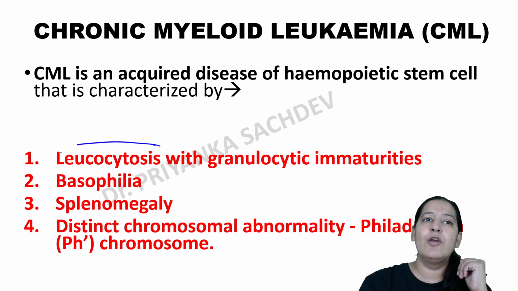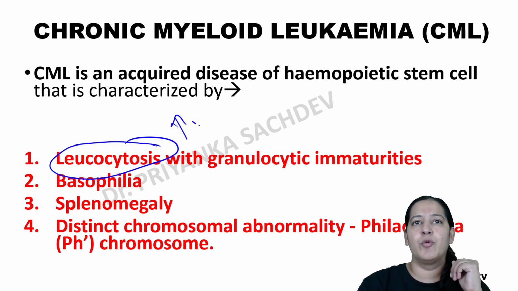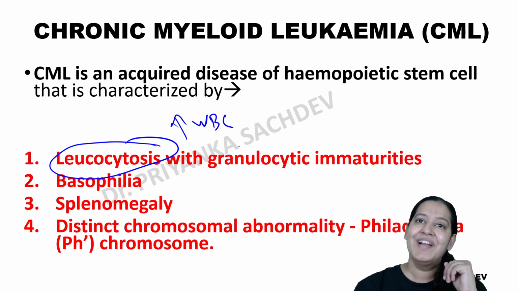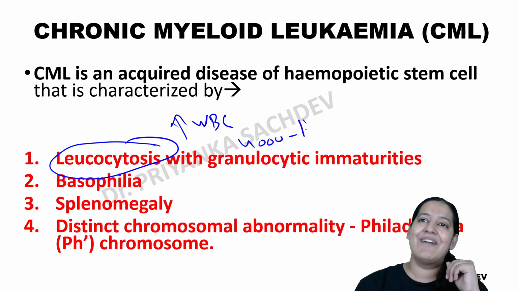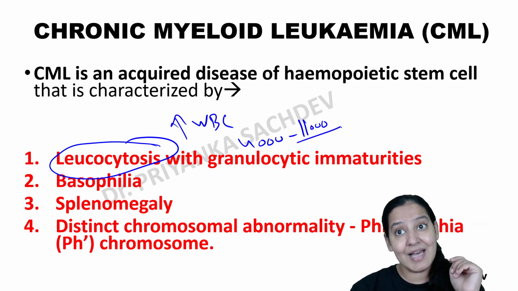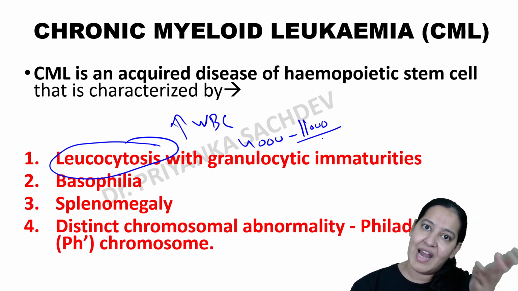In CML, there is leukocytosis, that is increased WBC count. What is the normal WBC count in human blood? It is 4,000 to 11,000 per deciliter. It will increase to more than 2 lakh. Instead of 11,000, it will become 2 lakh. More than 1 lakh or 2 lakh.